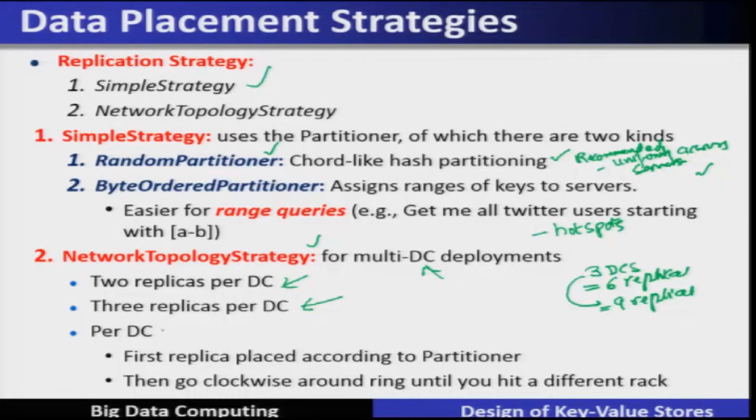Now, per data center replication or data placement works like this. The first replica will be placed according to the partitioner and then we go clockwise around the ring until we hit a different rack. Storing the replicas on a different rack ensures rack failure tolerance.